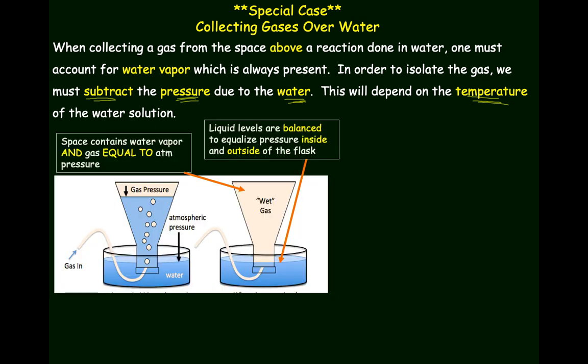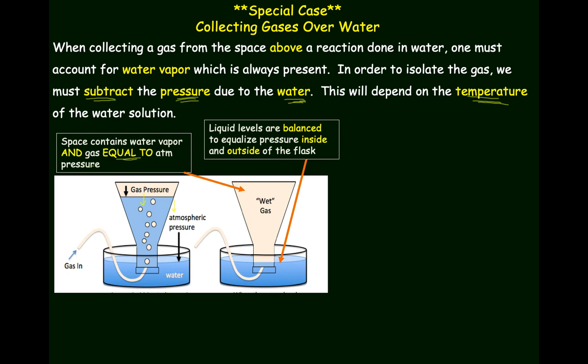So here's a scenario. You are collecting gas and you're bubbling it in here. You're making a gas and you're collecting it almost like we did with the mole rockets. Here's the gas you want in here, and that's going to produce the gas that you want. So you're going to start pushing the water out as it goes. Eventually, the space contains water vapor and gas equal to the ATM pressure.